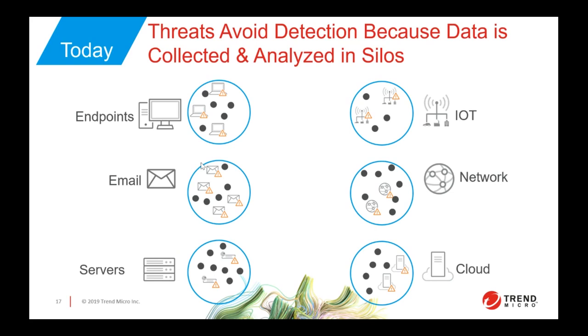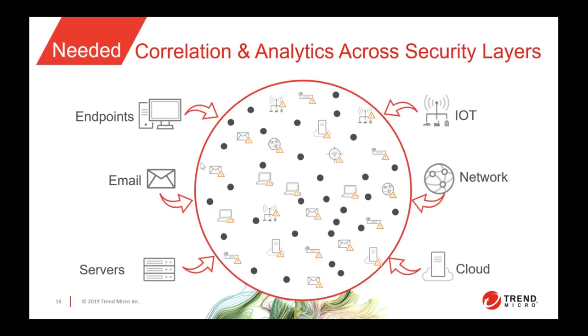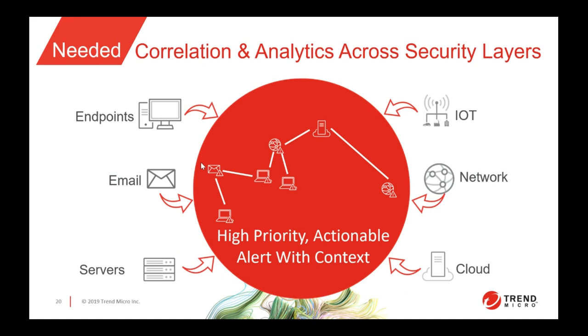This way, we can investigate more, and we can find out the more critical ransomware attacks or any advanced persistent threats and everything. There is correlation and analytics happening across security layers. You can see on all these systems the high priority actionable alerts with context, everything happening across all these categories of product.